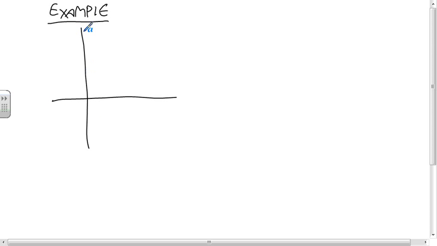Okay, so let me give you a typical example. So let's say time is in seconds, position is in meters.